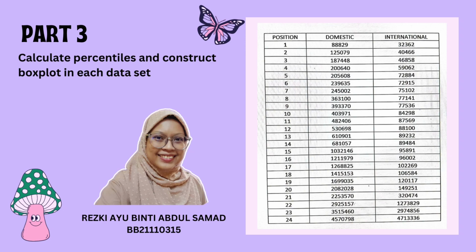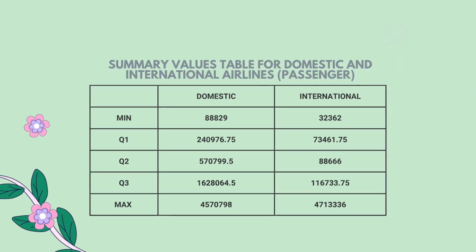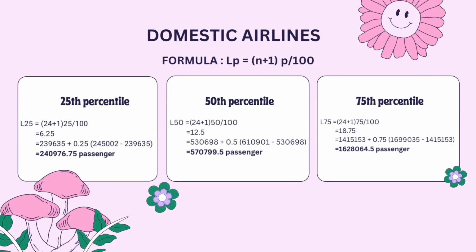First of all, each data should be arranged in ascending order as we can see in this table. This is a summary value table for domestic and international airlines. From the data that we arranged, we can find the minimum and maximum value for both. We can calculate the percentile using the formula given, which is LP equals (n plus 1)p over 100.